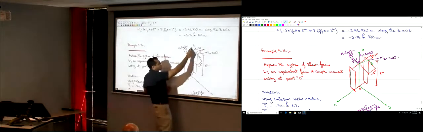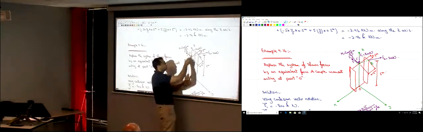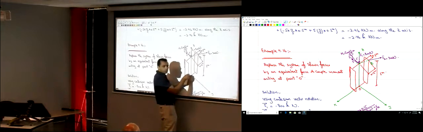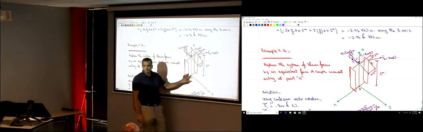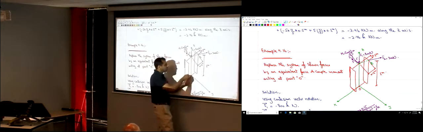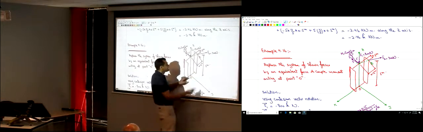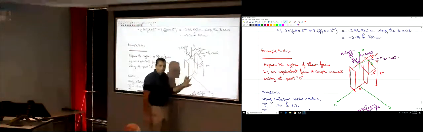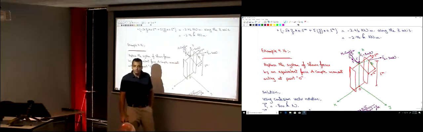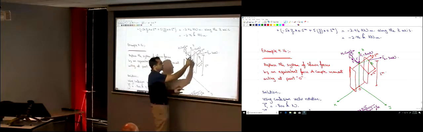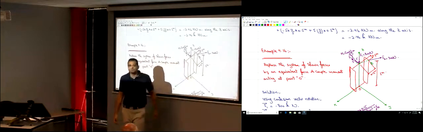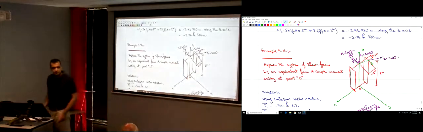So for F1, the moment of F1 about point O. The distance from point O to any point along the line of action of F. The line of action of F passes through point O, so I can just say 0. Can I say this point? Yes, point C is a point on the line of action of F1. You can put R as the coordinate of point C, but you're going to get the same result. You're going to get 0. Try it.